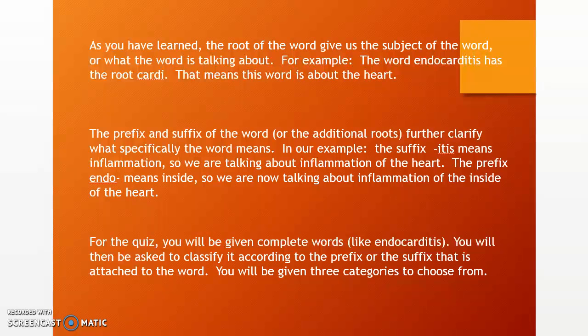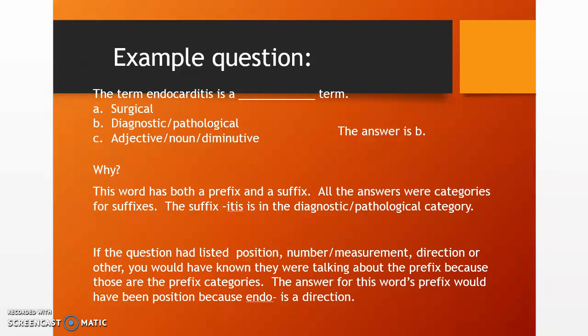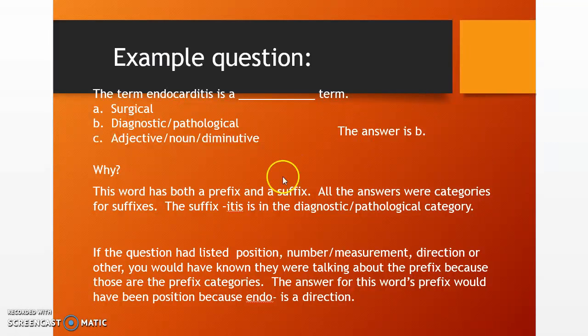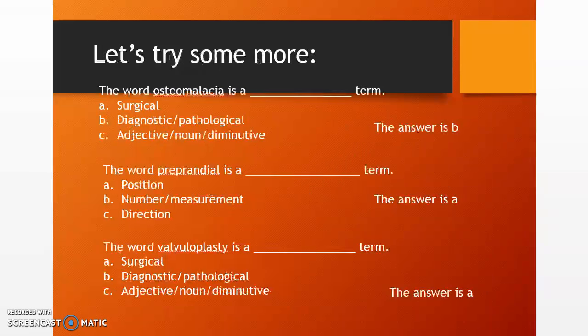So I want to give you some example questions, and these all came from my teaching group leader. Her name's Michelle, so kudos to her on this, and I appreciate her help with this. So here's a term we just had, endocarditis, and then we say here, is this surgical, is this diagnostic, or is this an adjective? We go back to here. We're obviously talking about suffixes. These are the 3 categories of suffixes. And so we say endocarditis. Well, itis means inflammation, so that's diagnostic, so the answer is B. All right? So let's do some more of these.